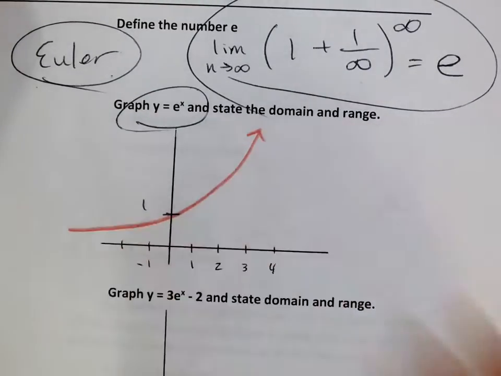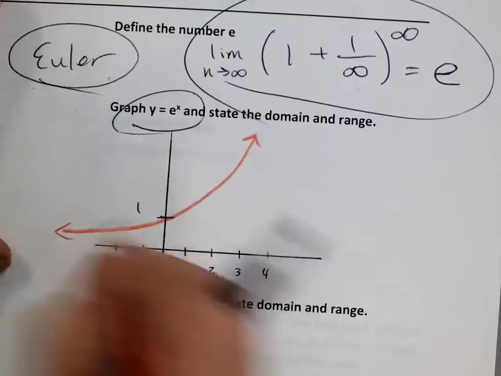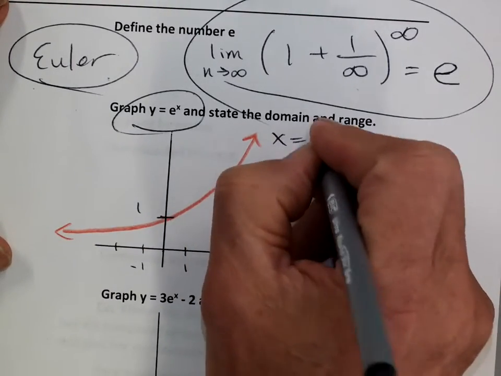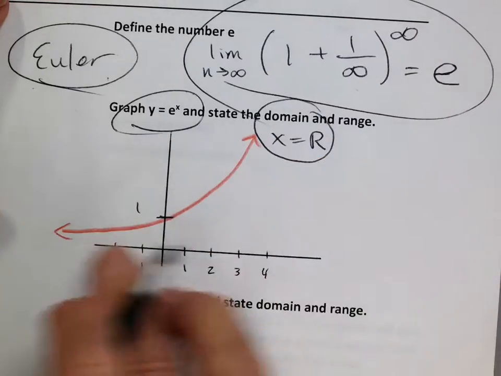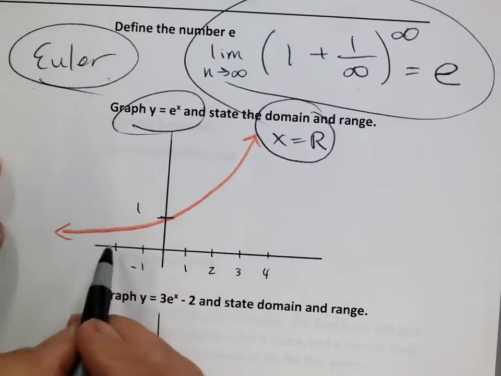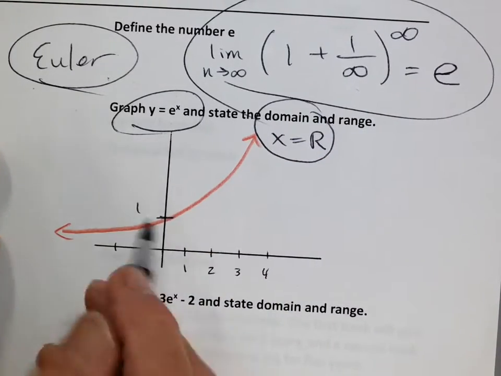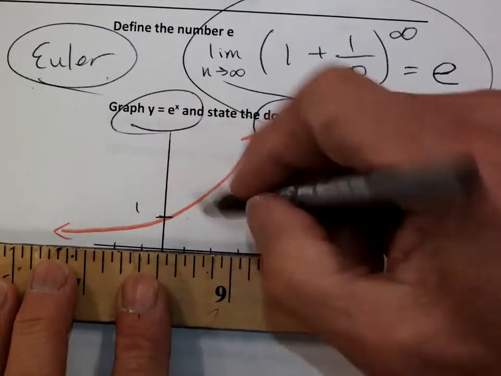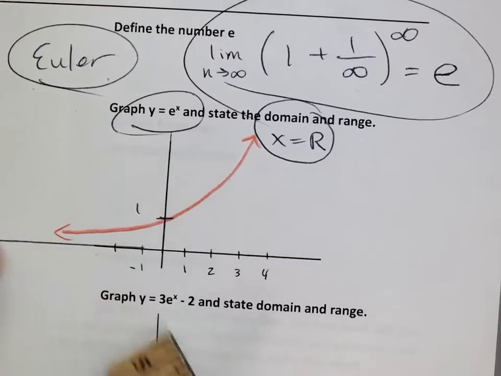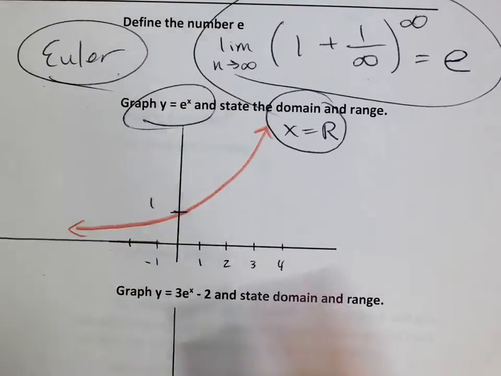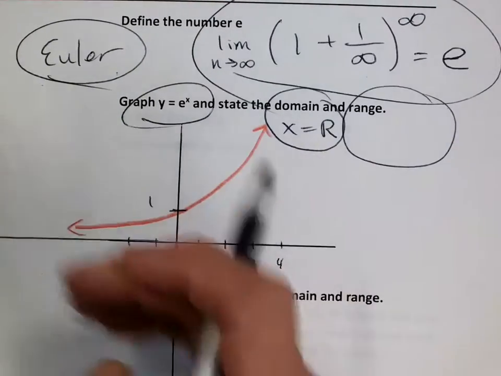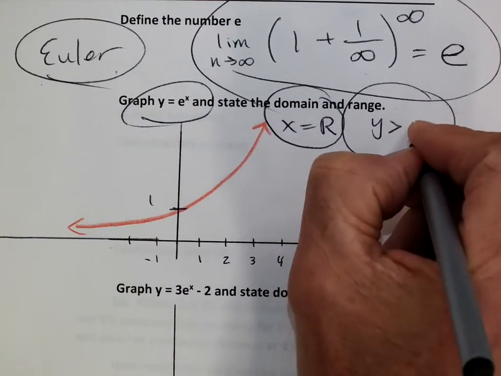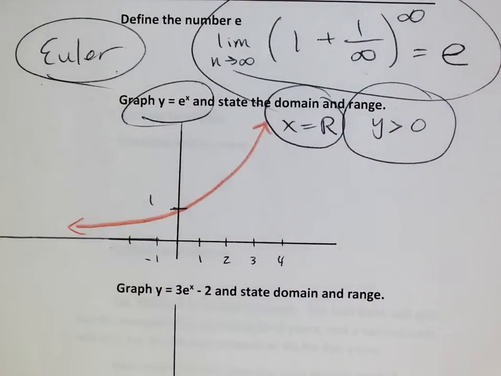Domain, well, it's forever wide in both directions, right? X equals all real numbers for the domain. But the range, it never will touch 0. It gets smaller and smaller and smaller, but never, ever touches the x-axis. So as it goes along, it gets closer and closer to the x-axis, but it never touches it. So the range has to be above that: y is greater than 0. Not equal to, but greater than, okay?